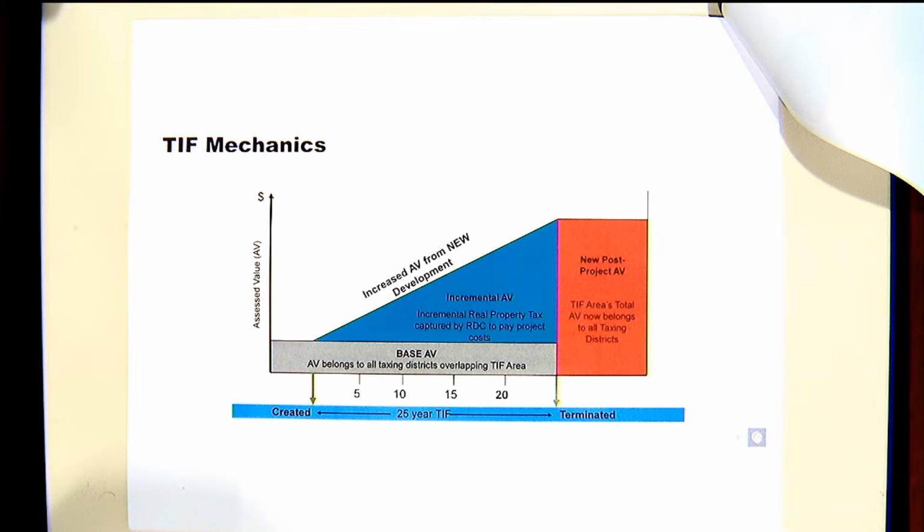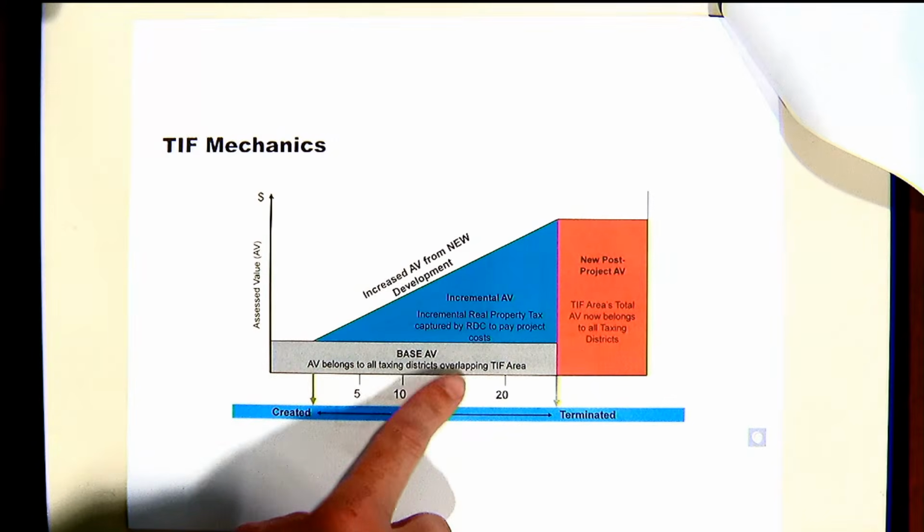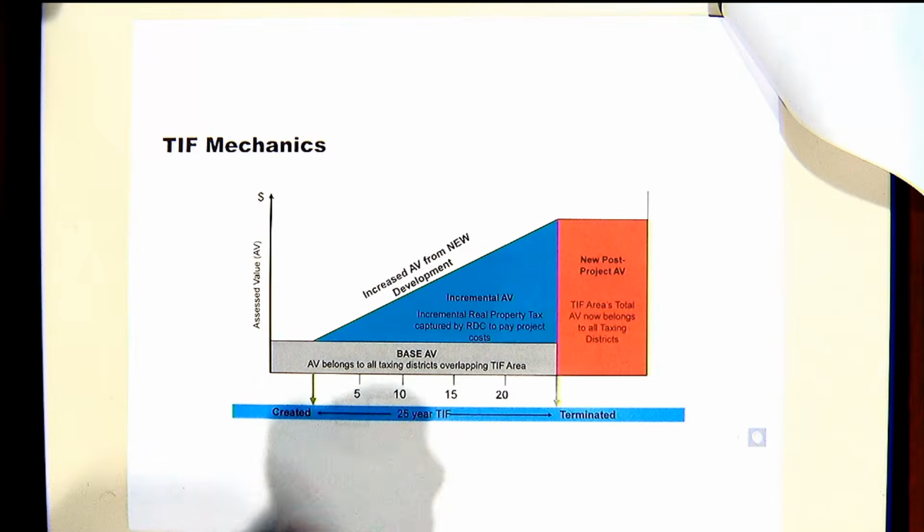Once that allocation area expires, the assessed value from that new development then gets passed to the overlapping taxing units, which you can see from that new development plus the base assessed value becomes the estimated new assessed value to those overlapping taxing units at the expiration of an allocation area.